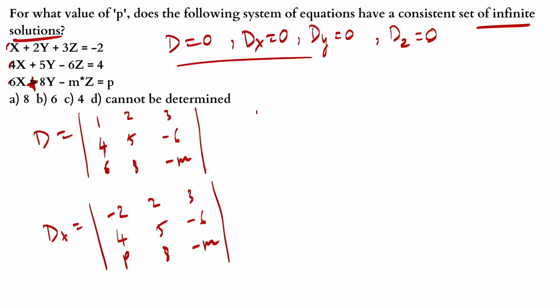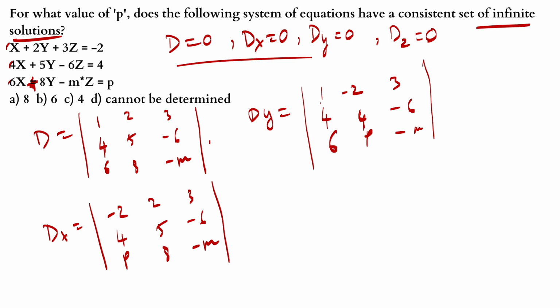What about det of y? Det of y is 1, 4, 6 and ignore the coefficients of y and substitute the values of the constants, minus 2, 4 and p, and the coefficients of z, the first one is 3, minus 6, minus m. Okay, first we shall calculate the value of det here.